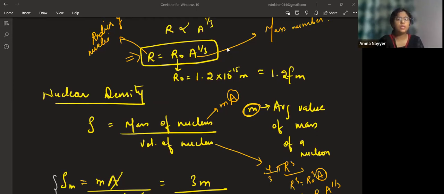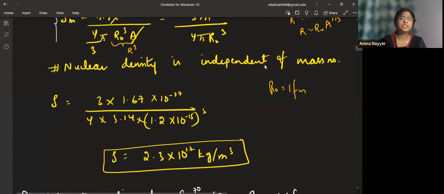So you have to remember, see, density is mass by volume, mass of nucleus by volume of nucleus. No need to go through the derivation, just remember this: when we substitute all the values, at the end we obtain 2.3 into 10 to the power 17 kg per meter cube. This is what we obtain at the last.